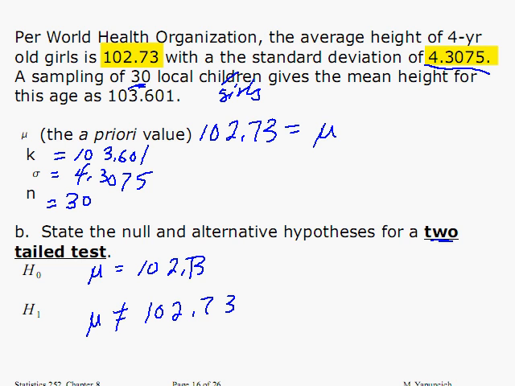The alternative hypothesis for a two-tail test is that it's different. Obviously, in this case, you could do a right-tail test and say that it's greater than, but I want you to do a two-tail test. So that's how you state the null hypothesis. Nothing changes. For the alternative hypothesis, use a not equal to sign.